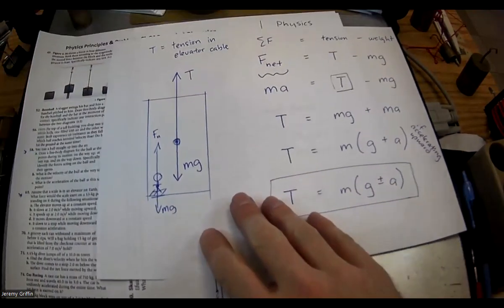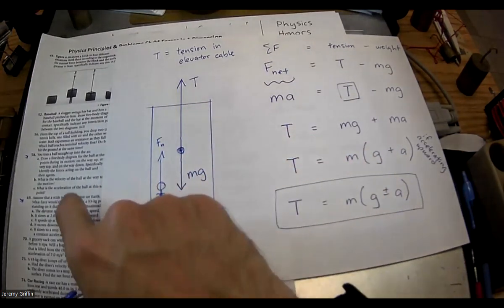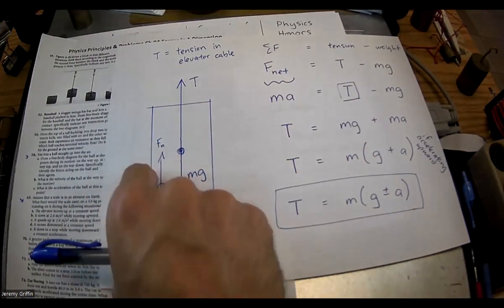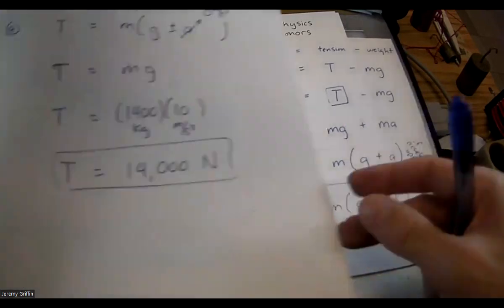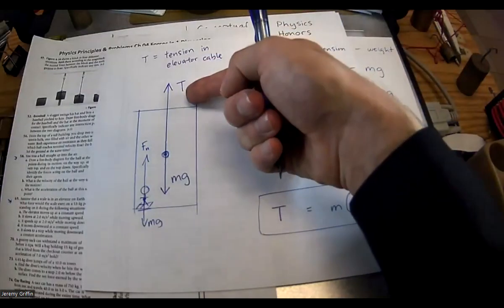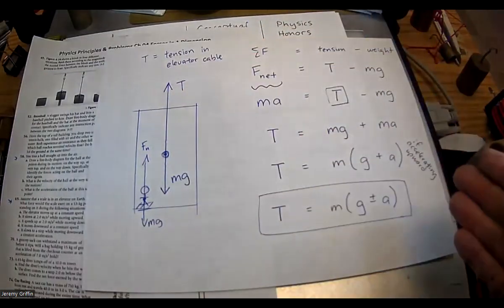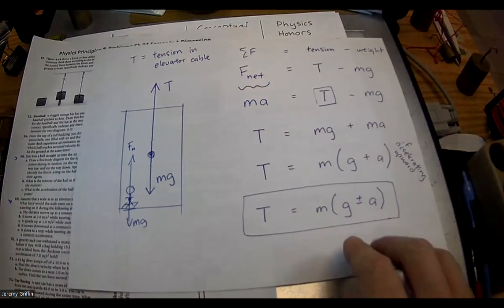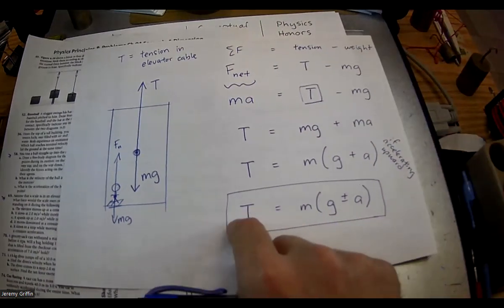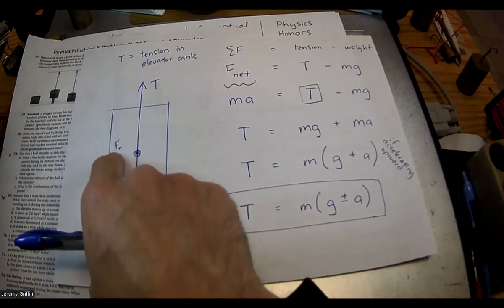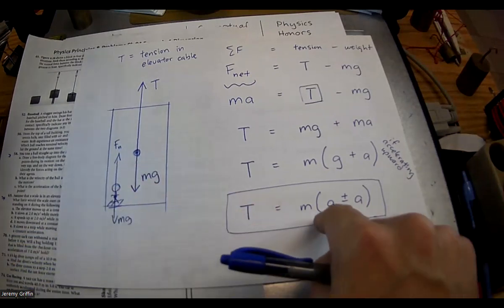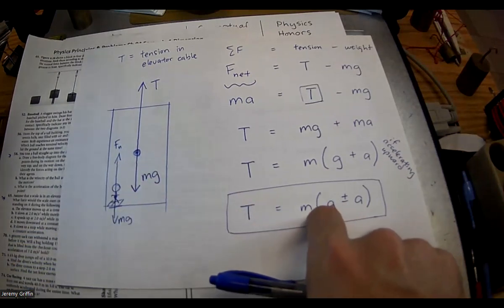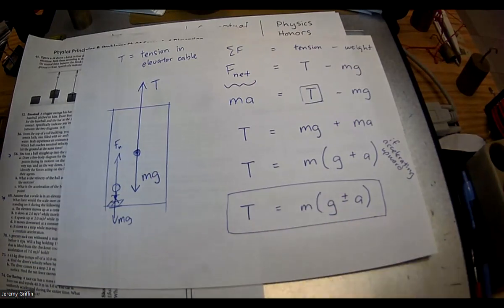Okay, so we got two different stories here. Your textbook is asking about the normal force rating on the person, right? In the notes, I'm giving you guys tension in the elevator cable, but it's the exact same math, the exact same physics. So the only difference is instead of tension, you just say the normal force rating. And instead of the mass of the elevator, it's the mass of the person standing on the scale.